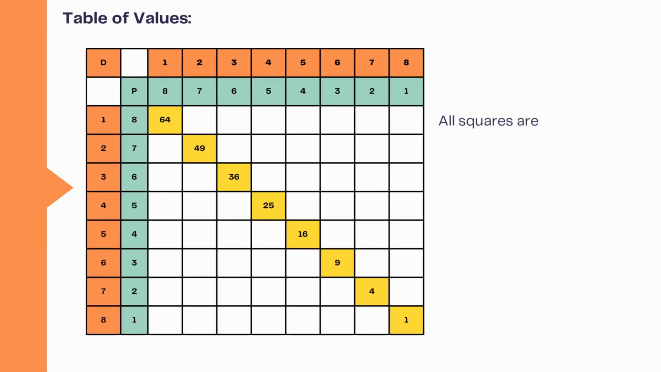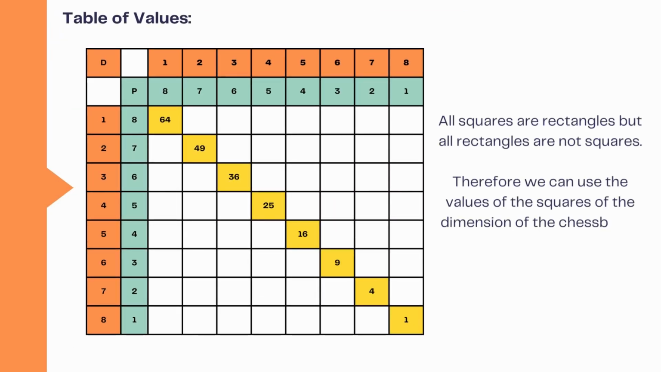So let's first define the dimensions for rectangles. All squares are rectangles, but all rectangles are not squares. Therefore, we can use the values of the squares of the dimension of the chessboard from the previous puzzle. Now we have the values 64, 49, 36, 25, 16, 9, 4, 1, placed in the respective P.